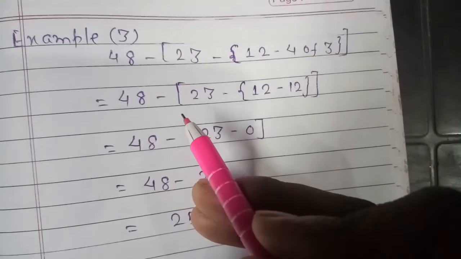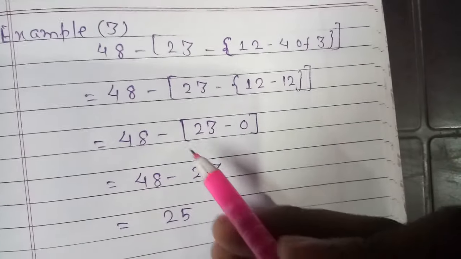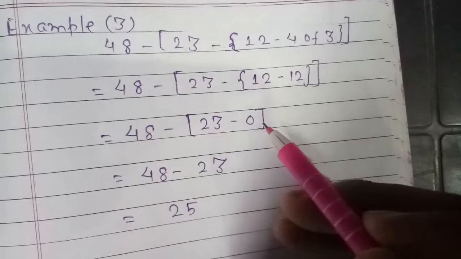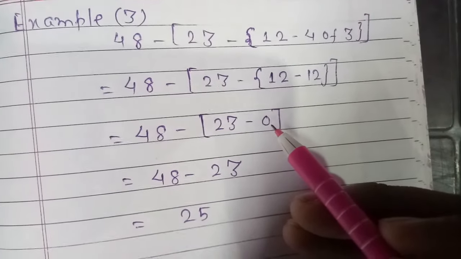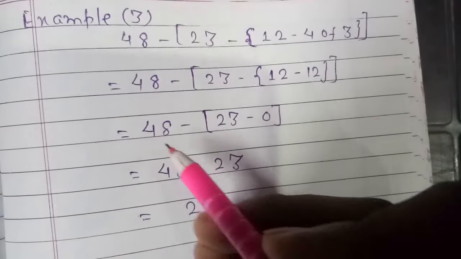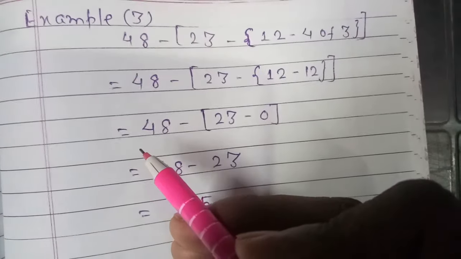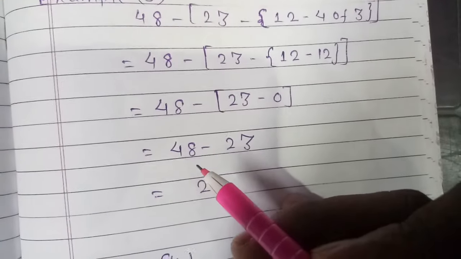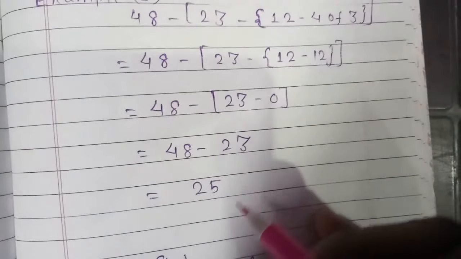So now here only the big bracket is present. Now subtract 0 from 23, this becomes 23. Now subtract from 48, only one operation is involved here. So 48 minus 23 becomes 25.